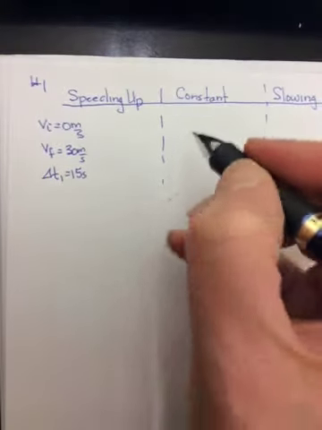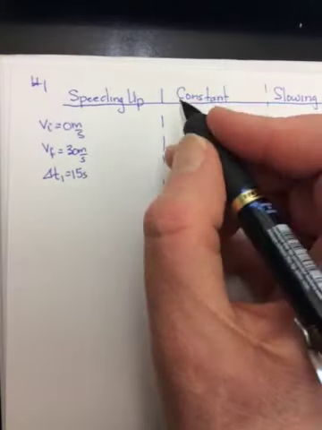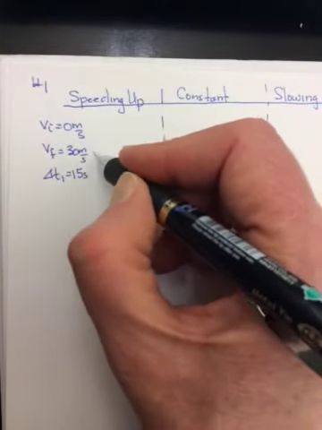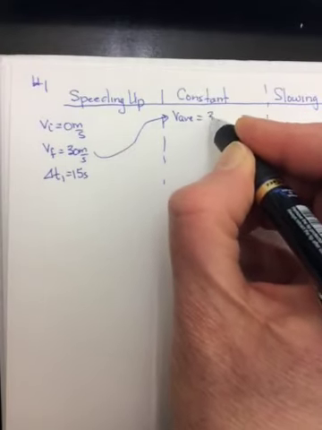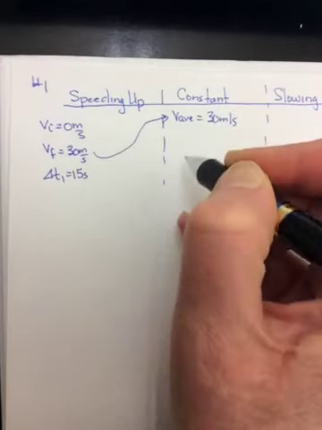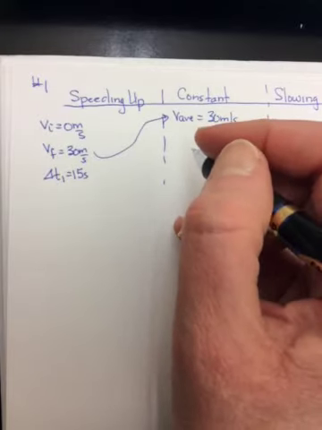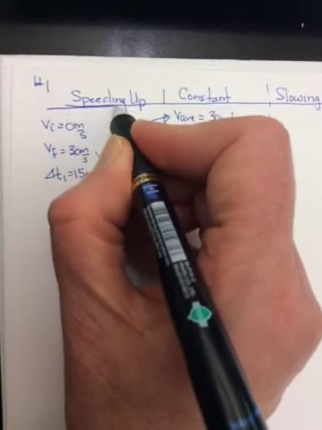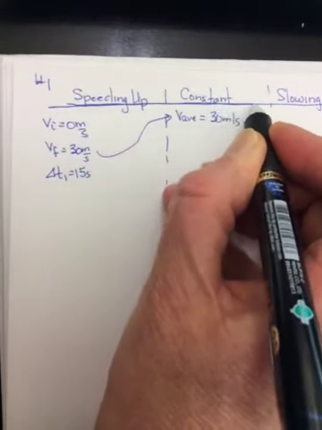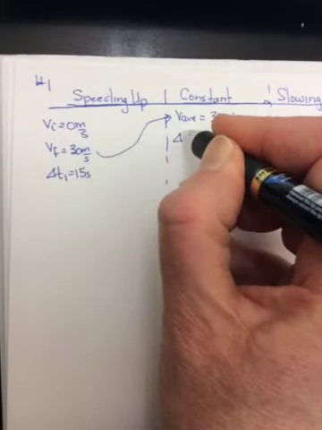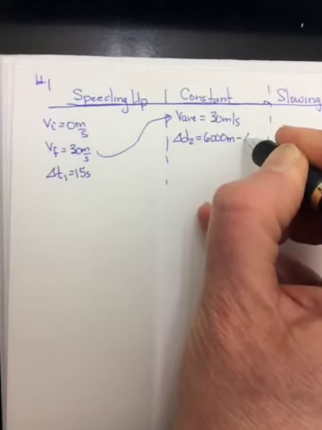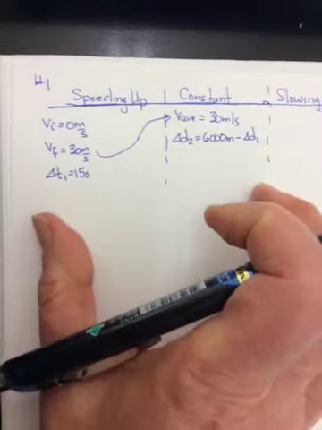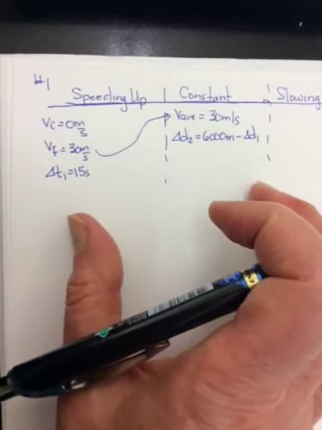It continues at this speed until it's gone a distance. So continues at this speed means this VF speed becomes the VAV over here. So 30 meters per second is the VAV. Continues at this speed until it's gone a distance of 6,000 meters from its starting point. So 6,000 meters through the speeding up and through the constant velocity. So the delta D2 will be 6,000 meters minus delta D1, right? Because it says 6,000 meters from its starting point.